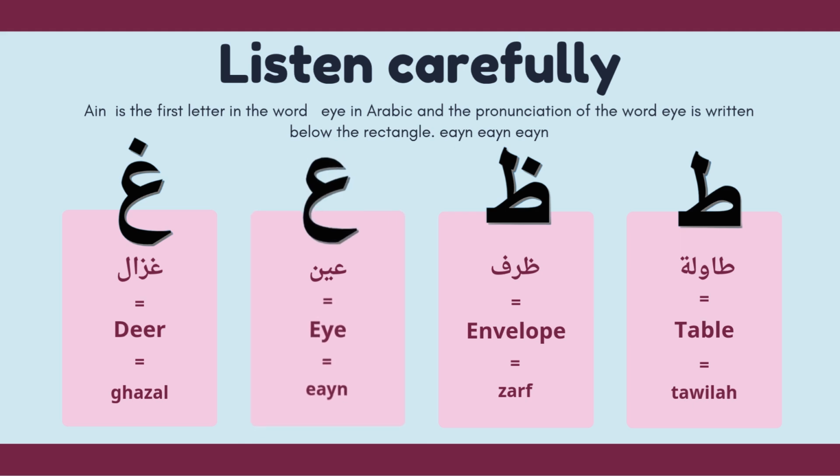Ain is the first letter in the word I in Arabic, and the pronunciation of the word I is written below the rectangle. Ain.